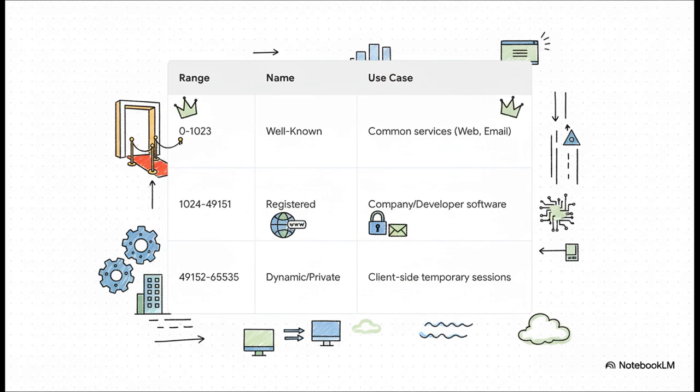So if you look at this table, you can see the breakdown. First, you've got the range from 0 to 1,023. These are the well-known ports. Think of them as the VIPs, reserved for super common universal services like web traffic and email. Then you have the registered ports. Companies can basically reserve these for their own specific software. And finally, there are the dynamic ports. These are the temporary ones. When your computer starts a conversation, it just grabs one of these to manage its side of the connection.